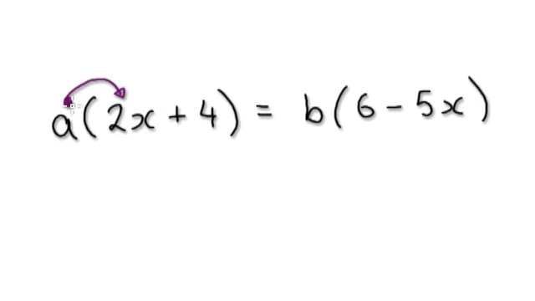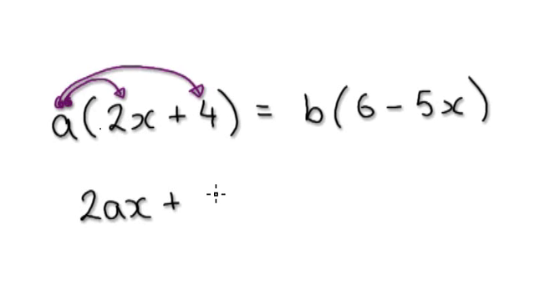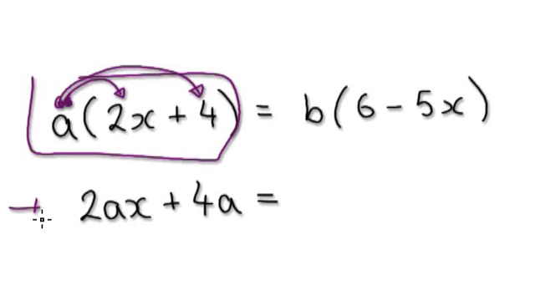So let's do this. A times 2x will be 2ax, or it could be 2xa, it doesn't matter, plus, and now this times this. You're just breaking up the brackets, so it will be 4a. This is the same as the thing above, just written differently. Now here you can see x is stuck in this complicated bubble, so let's break up the bubble.